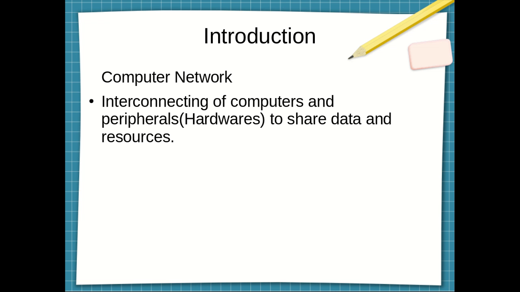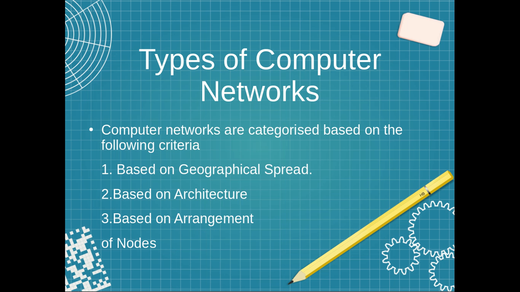Now in this video, we will be studying the different types of computer networks. Now children, the different types of computer networks are categorized based on the following criteria. There are 3 criteria we will study. First is types of computer networks based on the geographical spread. Second is types of computer networks based on architecture. And the third is types of computer networks based on arrangement of nodes.